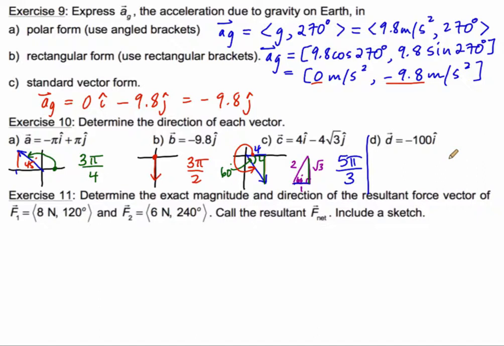The last vector we see is moving purely to the left, and as a result we have no vertical component, and the angle is in the direction of 180 degrees, or pi radians.